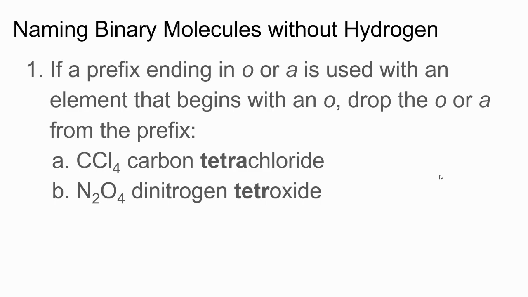So here's one example where we don't drop the vowel. This is carbon tetrachloride. We keep the tetra. This one is dinitrogen tetroxide. So the tetra has an A, oxygen has an O. We drop the A from the prefix. Okay, we just don't want 2 vowels, one in the prefix, one in the element. We want to drop that from the prefix.